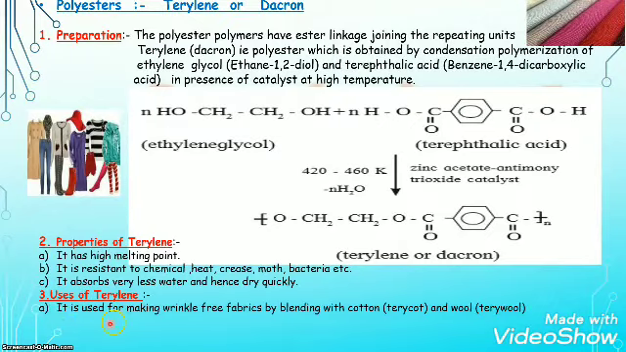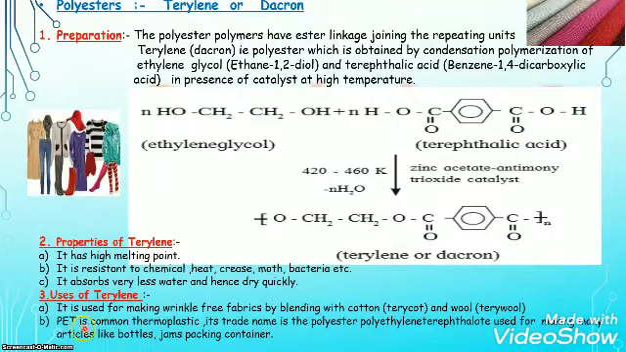Uses of terylene. It is used for making wrinkle-free fabrics. By blending terylene with cotton, we get terrycot. By blending with wool, we get terrywool. PET is a common thermoplastic. Its trade name is the polyester polyethylene terephthalate, used for making many articles like bottles, jam packing, containers. It is used in preparing fishing nets, ropes, trousers, magnetic tape, recorders, etc.